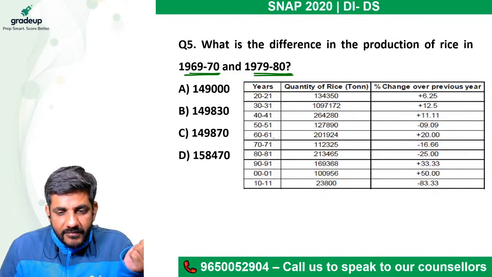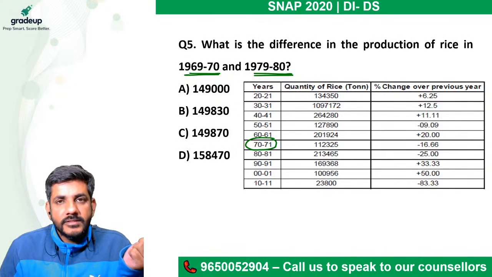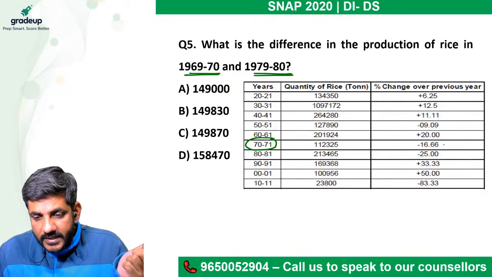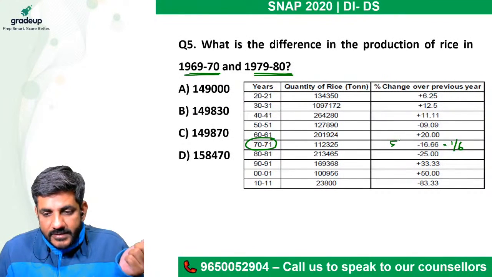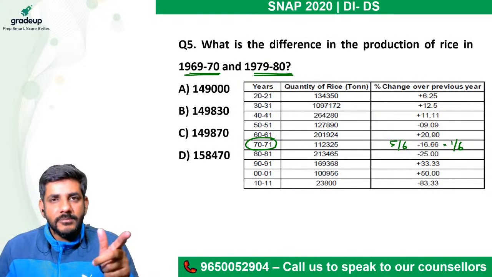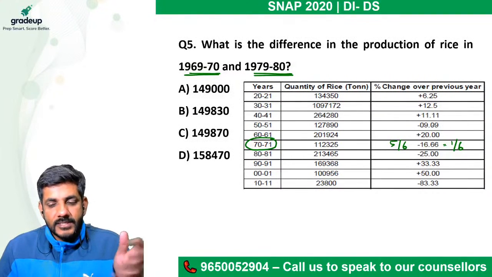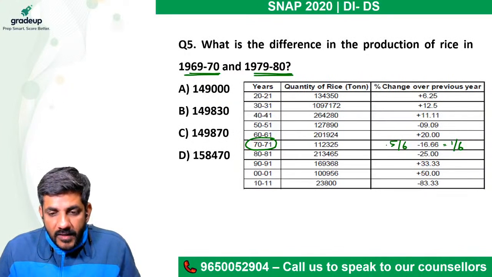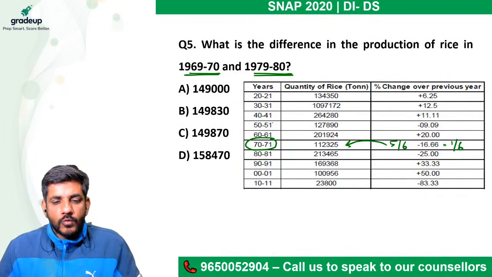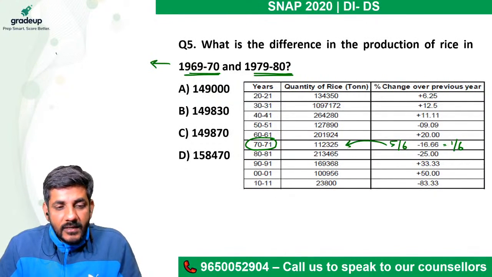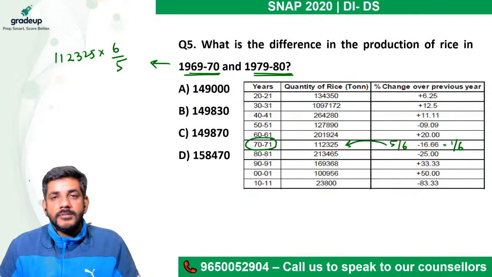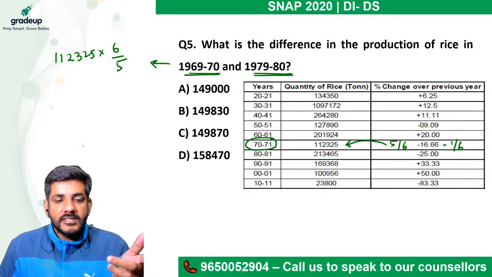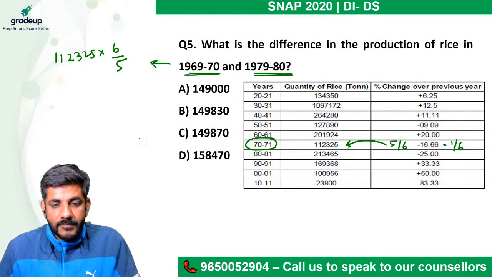6970 is the previous year of 7071. This year there was a decrease of 1 by 6. A decrease of 1 by 6 means it was 5 by 6 times. When you decrease something by 1 by 6, it becomes 5 by 6 times. If 5 by 6 times is this figure, so what was the figure in 6970? It is 6 by 5 times. If 5 by 6 times is this, we have to calculate 6 by 5 times.